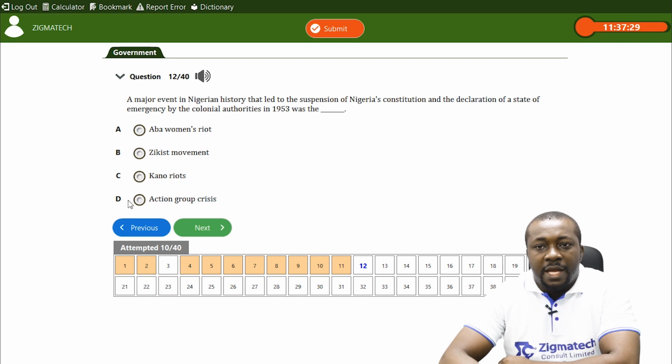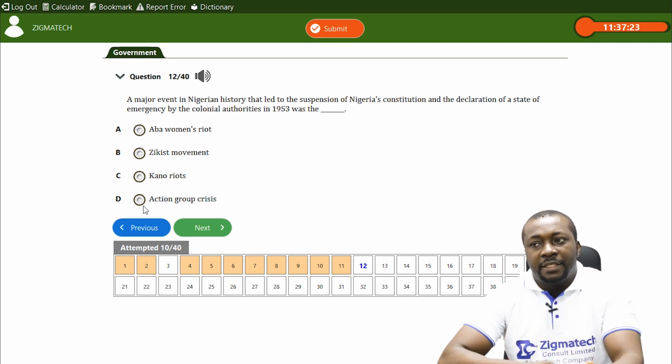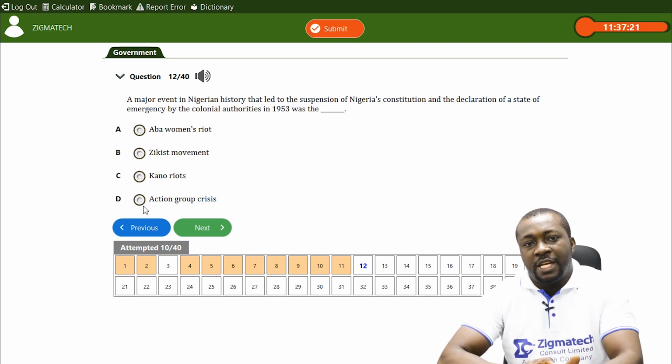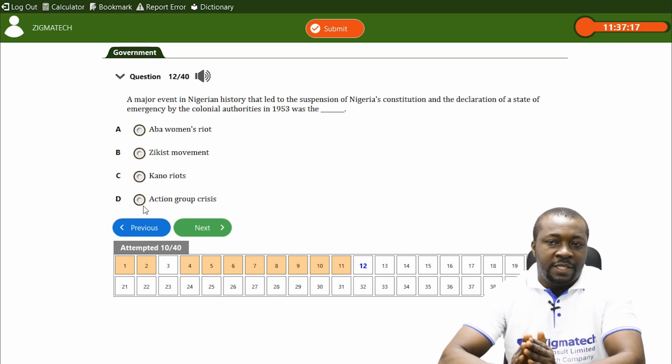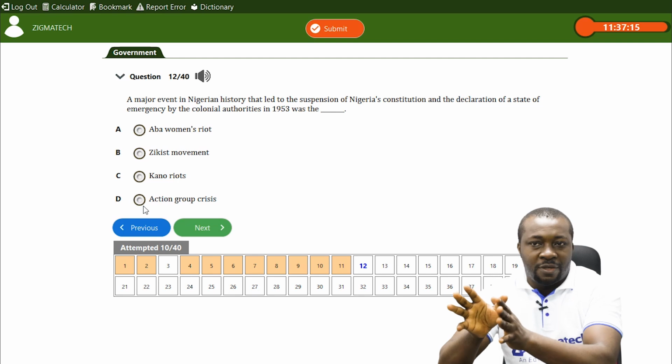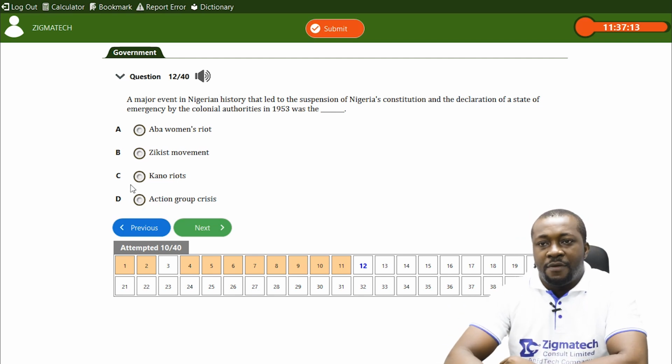Look at this. D, Action Group Crisis. The Action Group Crisis took place in 1962/1963, so it has nothing to do with this. It took place after what we are talking about. But look at Kano Riot.